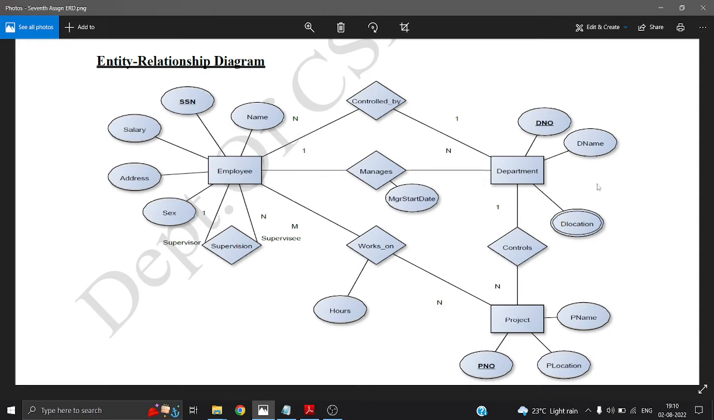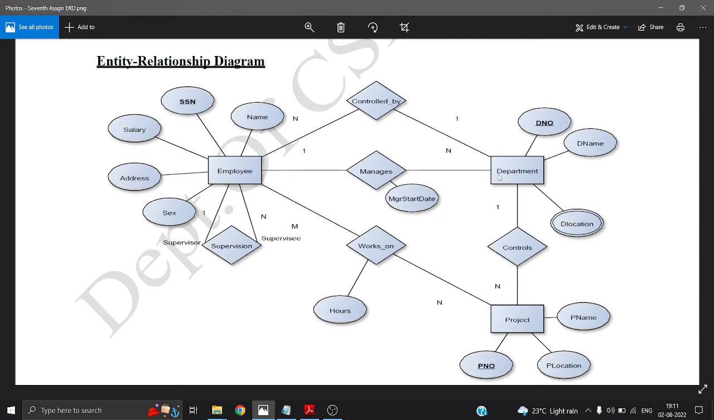The next important part in this ER diagram is, you can observe, supervision, controlled, managers, works on, and controls. So totally we are having around 5 different relationships. This is an important part in this ER diagram. Now we will have a look at this particular relationship. Between employee and department, we are having two relationships. You can observe here employee and department.